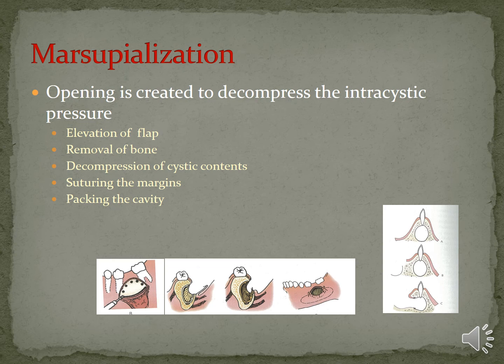Then decompressing the cystic content. You can see in the second picture that the contents of the cyst have been removed. And then suturing the margins. You can see the margin which is sutured to the lower aspect of the cystic opening. Then the cavity is packed, because if the empty cavity is left, there is a chance of food accumulation when you eat, and it can get infected further. The picture on the right shows the sagittal section, how a cyst decompression or marsupialization is done.